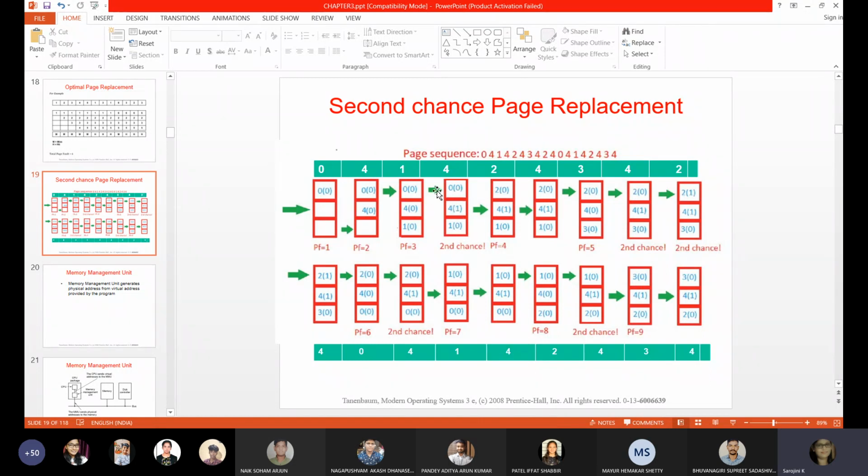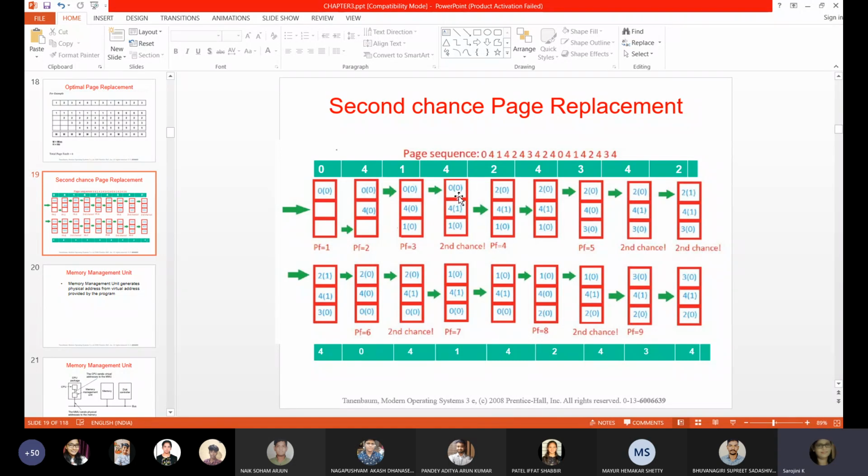Now, the pointer is here. Page two comes. Page two newly coming. Page two was not there here, isn't it? So, that is page fault, right? It is page fault. But now what we have to do, we have to remove any one of the pages, no? Here it is simple, the algorithm.